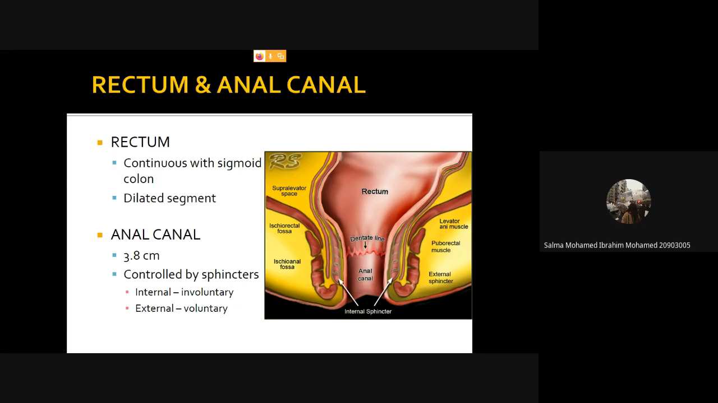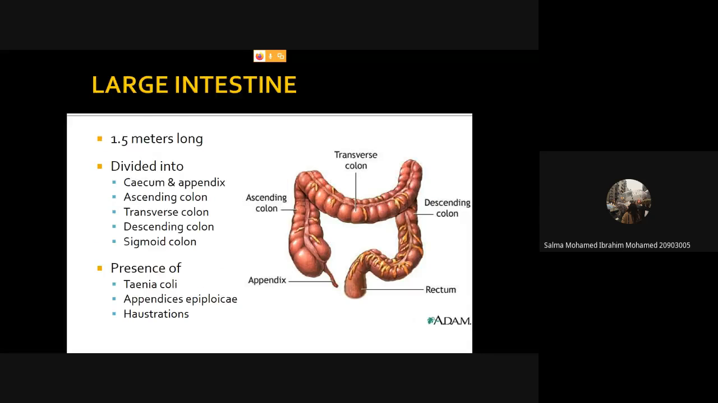Now we'll come to the doctor, where is exactly the sigmoid colon? This is the sigmoid colon. Until here is the descending colon. After this, you can see a curved portion, right? Between the descending colon, like an S-shaped one. This is the sigmoid colon.